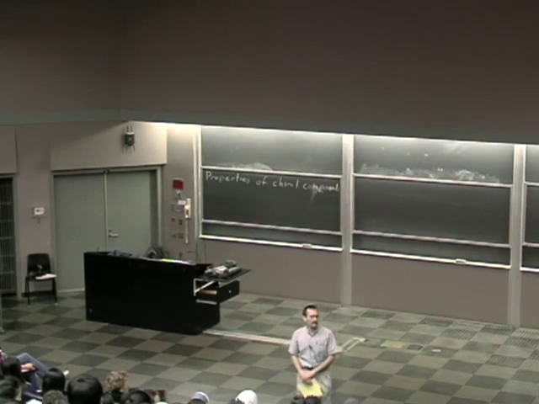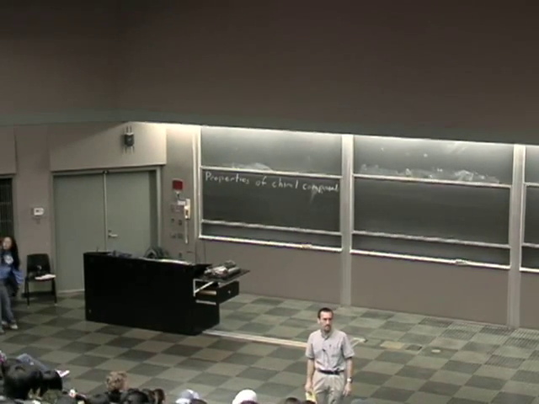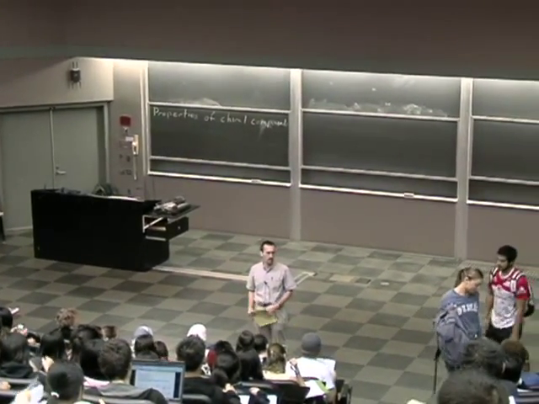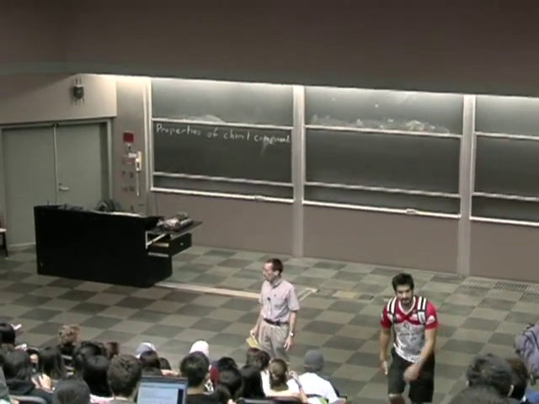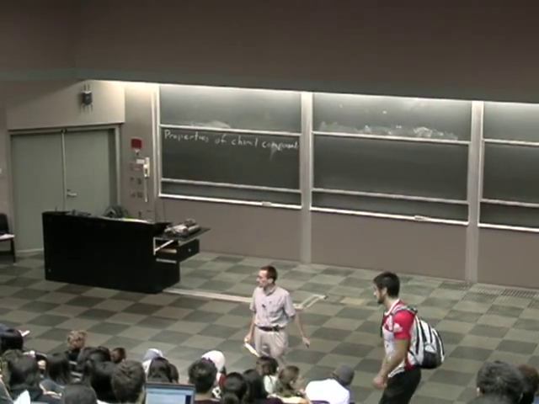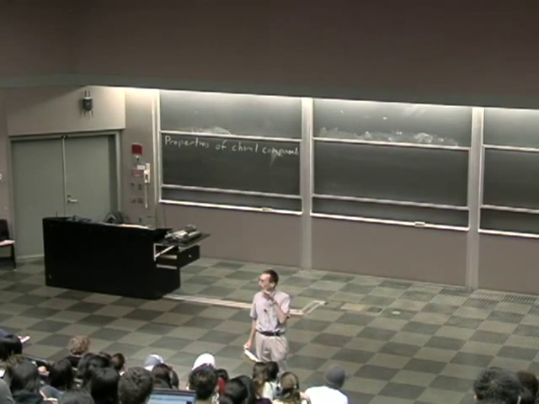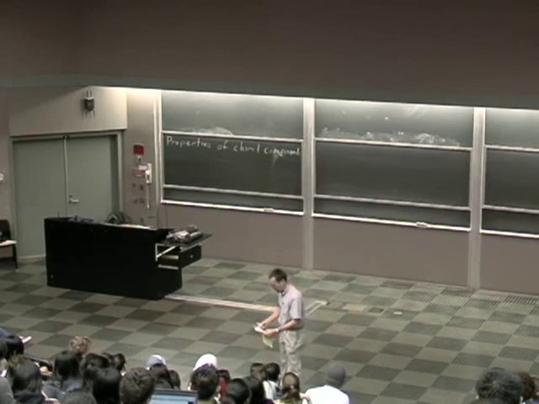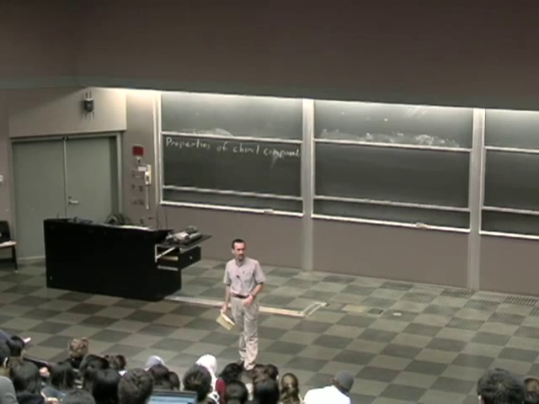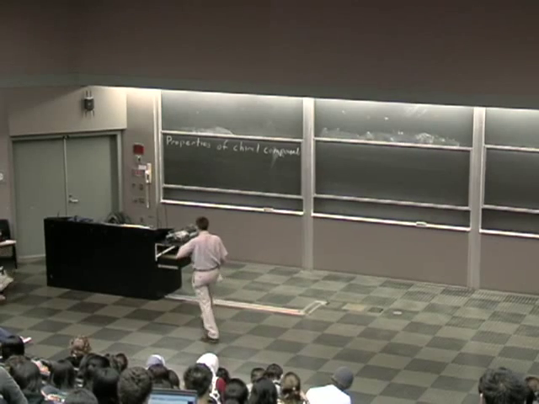So today what I'd like to talk about are the properties of chiral compounds. And we'll talk a little bit about their physical and chemical properties, a little bit about their biological properties. So optically pure or single enantiomers of chiral compounds are often referred to as optical isomers. And that's because they exhibit a property of optical activity. What that means is that they rotate plane polarized light.